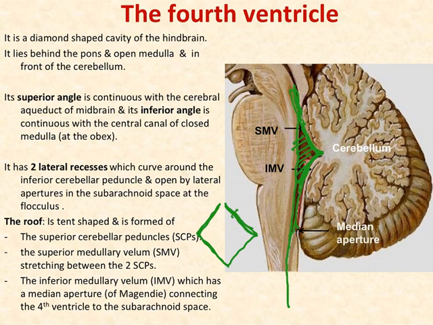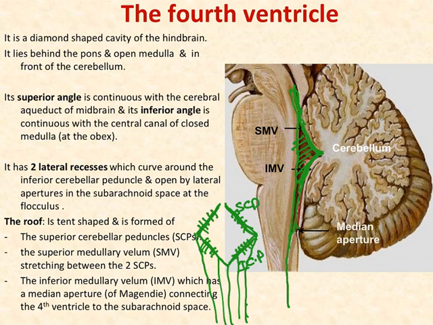And this is the cut edge of the superior cerebellar peduncle. And this is the cut edge of the inferior cerebellar peduncle, which joins between the medulla and the cerebellum posteriorly. And on the other half, this is the superior cerebellar peduncle and this is the inferior cerebellar peduncle. And this is the medulla oblongata here and different structures on the medulla oblongata. Okay, so these are the lateral recesses, or lateral angles, which curve around the inferior cerebellar peduncle, and these are very important in communication between the fourth ventricle and the subarachnoid space outside the ventricular system.